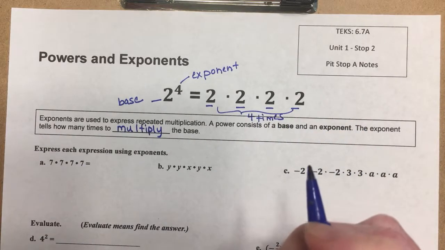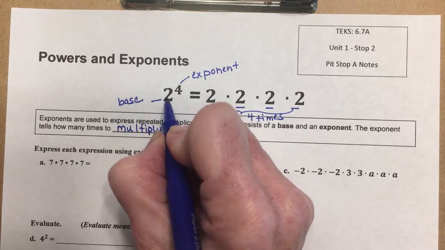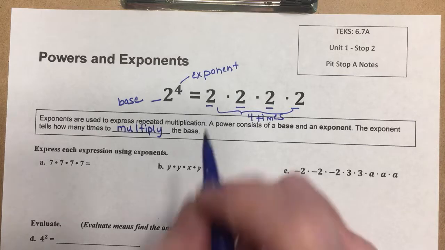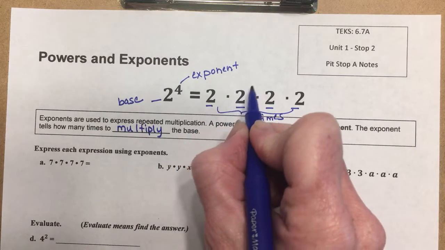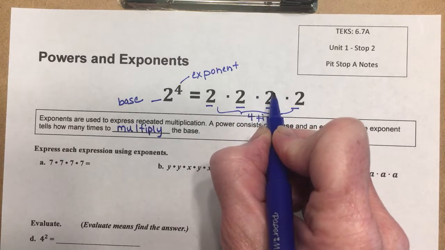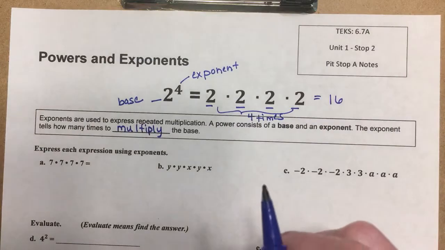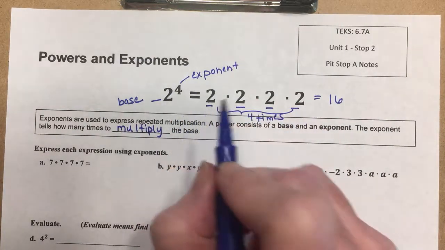All right, the most common mistake is that people like to do 2 times 4 and then think that's equal to 8. That is not the same thing. If I do 2 times 2, I get 4. If I do 4 times 2, I get 8. If I do 8 times 2, I get what? 16, not 2 times 4. 2 times 4 would be 8. Okay, all right, so exponents.